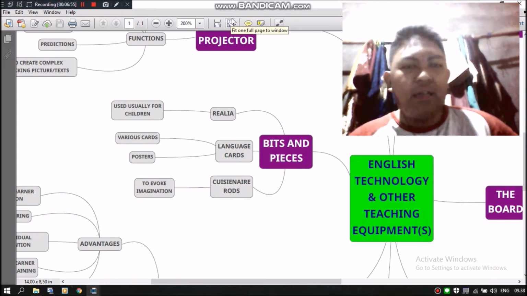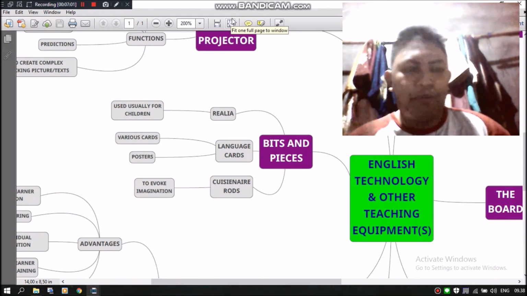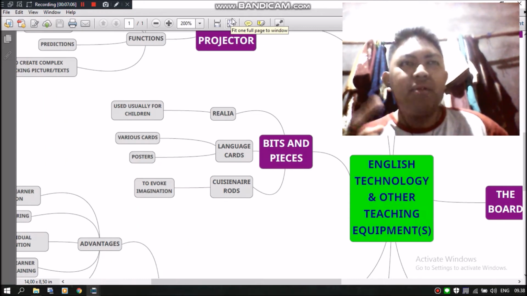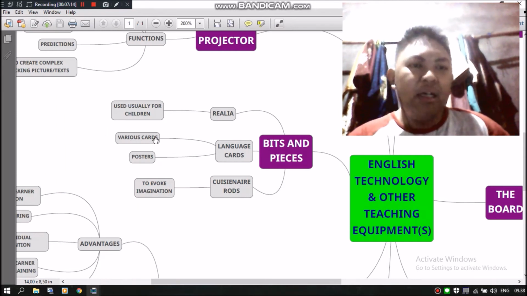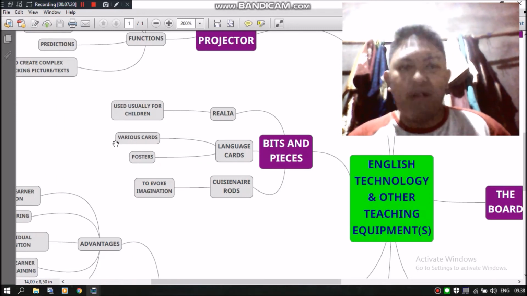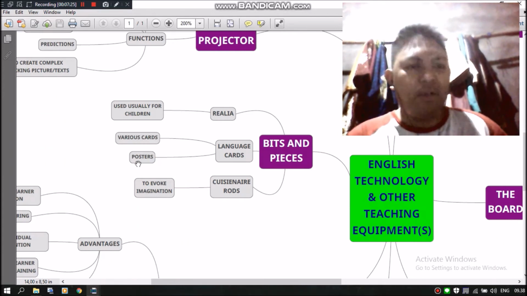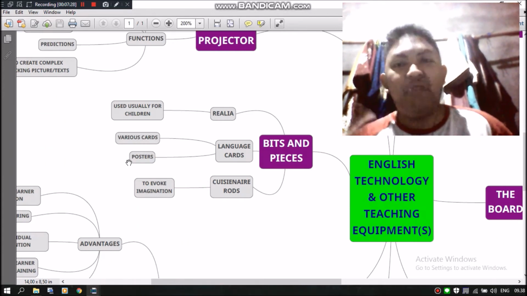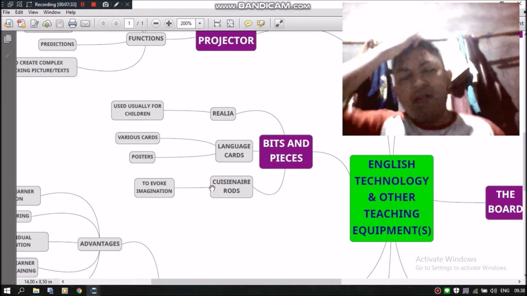And the next is language cards, which is pretty self-explanatory. It's cards about language. And as I said before, flashcards can be used for individual students. It also falls under this category. It's a language card, because language cards can have a category of various cards. So flashcards also fall here. And we have posters also. Posters are language cards, even though the poster is quite big. I don't know why.